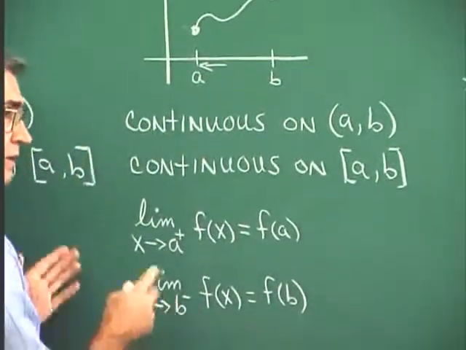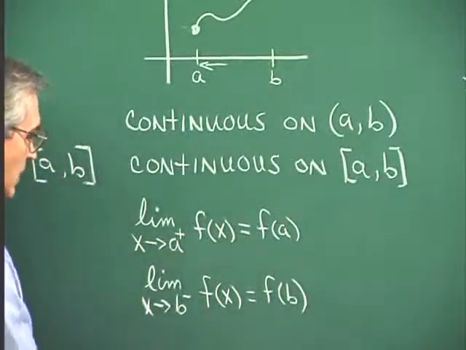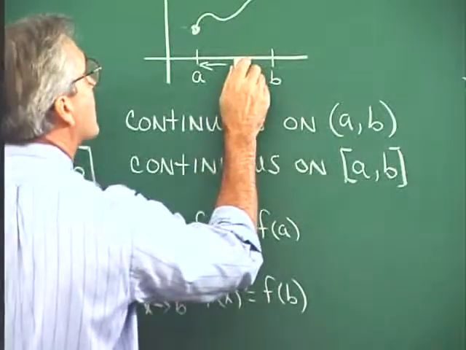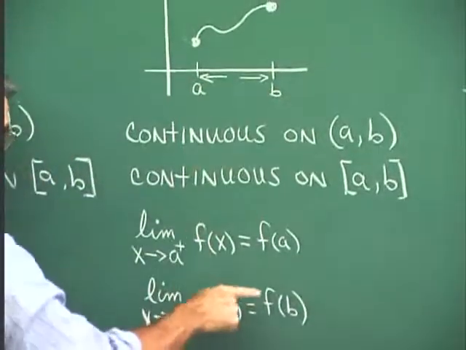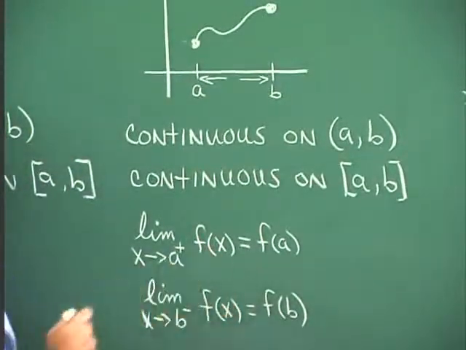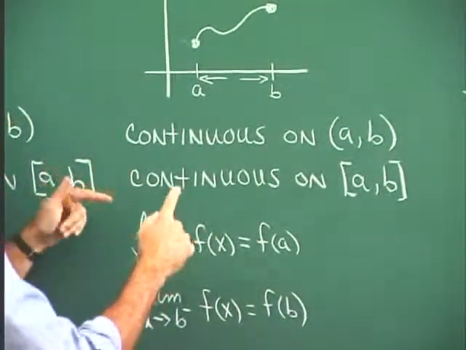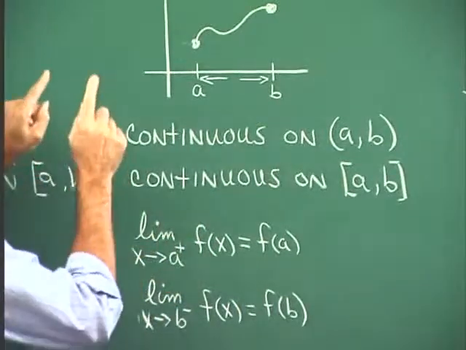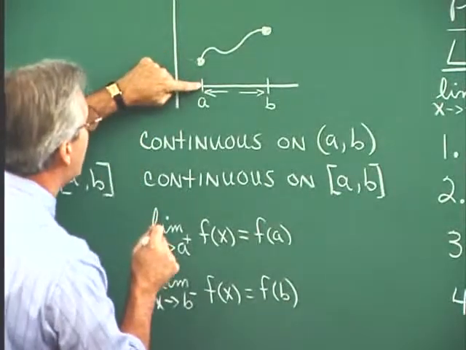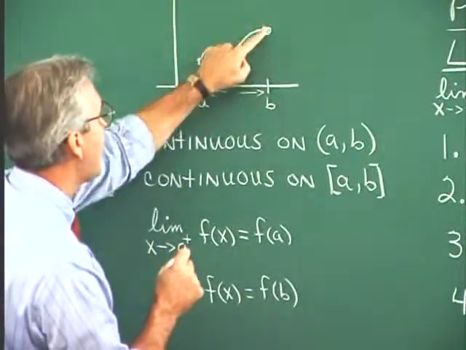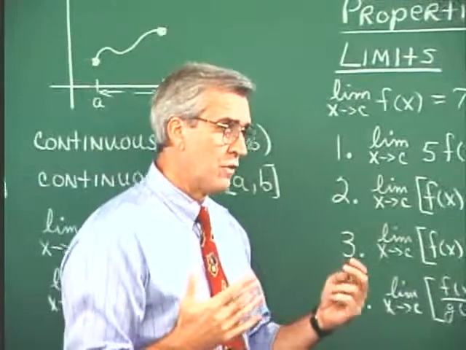And in a similar way, you look at the right endpoint and examine the limit as you approach from the left side. As we approach B from the left, that limit needs to be f of B, as we have illustrated here. So we say that for continuity to occur on the closed interval, this function is continuous from the right at A, and it's continuous from the left at B. And that's what this is all about.